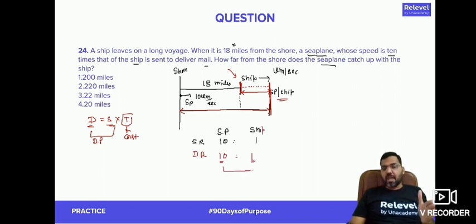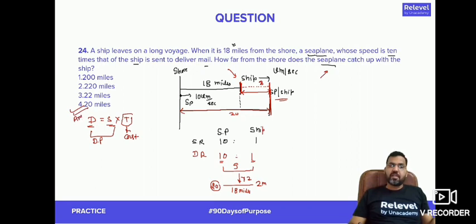So the gap between these two is 9 mile. I want this gap to get covered by 18 mile. So this is twice of it. So that means seaplane will be covering a distance of 20 mile, and by that time ship will be covering a distance of 2 mile. So when ship will be covering 2 mile, seaplane would have covered 20 miles. So both of them will reach the same point. So how far from the shore does a seaplane catch up with the ship? Answer would be fourth option, that is 20.